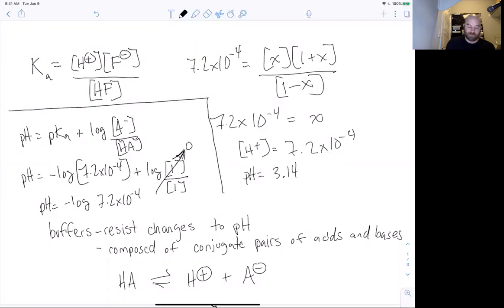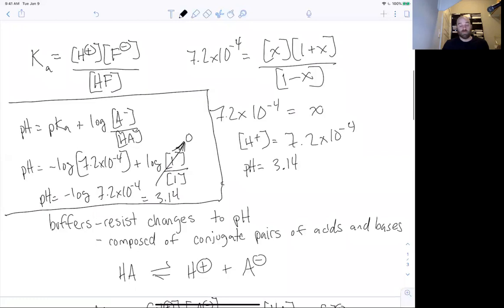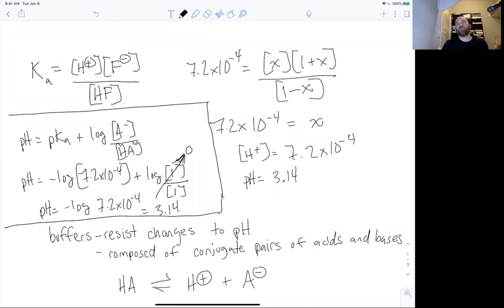Which is equal to 3.14. So the nice thing about the Henderson-Hasselbalch equation, and somebody asked this, how do you spell the name? Henderson-Hasselbalch. Henderson is easy to spell if you're from the United States. Hasselbalch is not. Honestly, I didn't realize that Hasselbalch had an L in it. But yes, if you search buffer pH online, the Henderson-Hasselbalch equation will come up almost instantaneously. For obvious reasons, it's much easier to use.